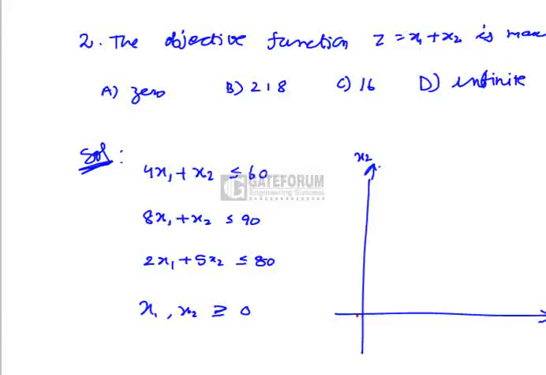Here first thing is x1, x2 greater than or equal to 0. So the first corner point comes from this constraint, that is 0, 0.